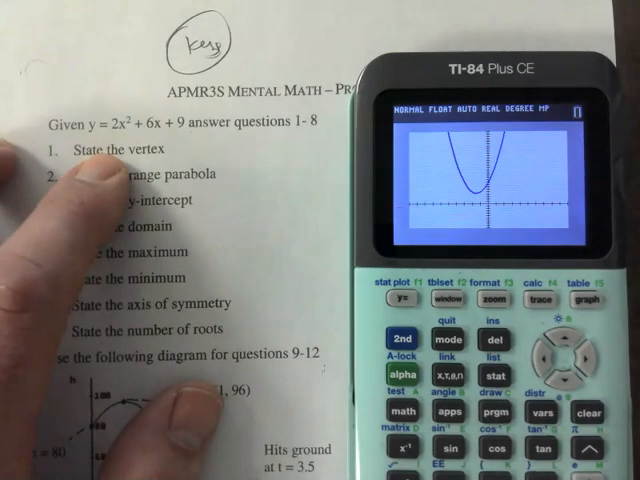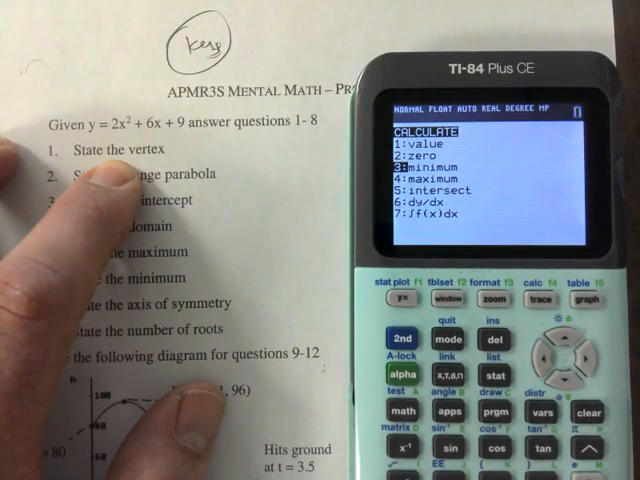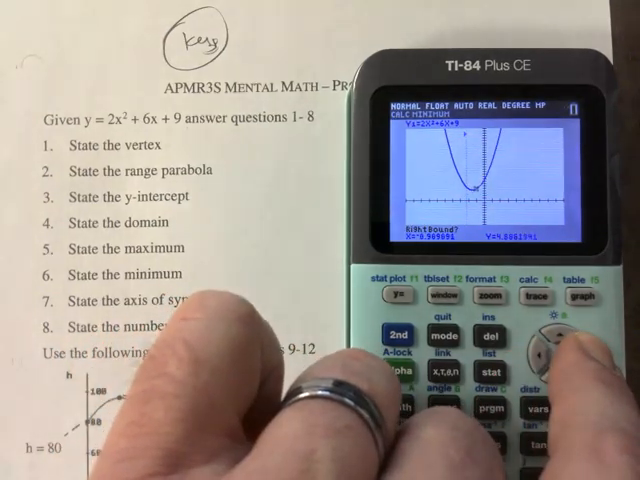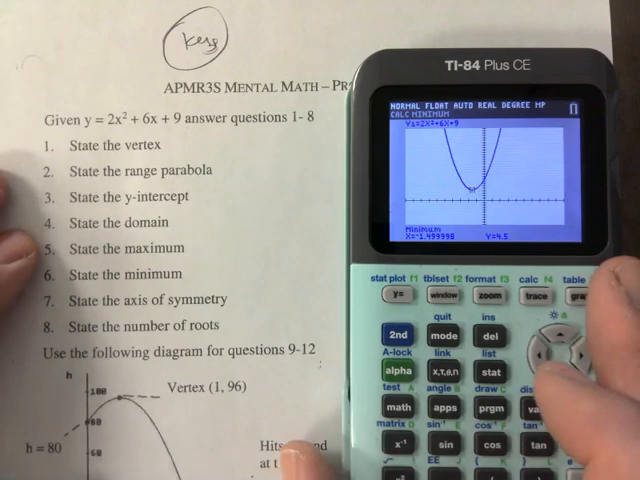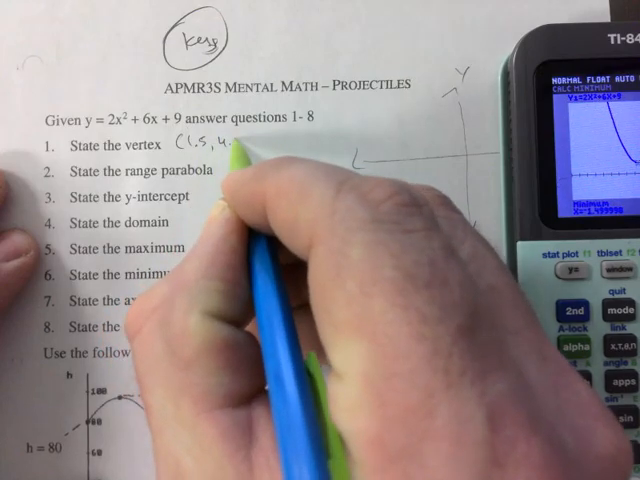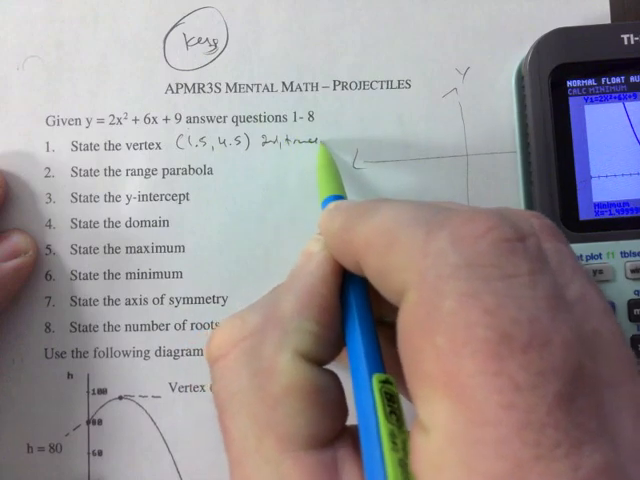And there it is. So the vertex, you find the min, right? So second trace minimum, and you go ahead and find it. Enter, enter, enter, and so that's 1.5, 4.5. And I want you to tell me what you're pressing, okay?